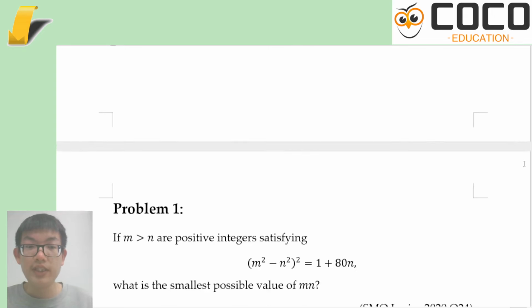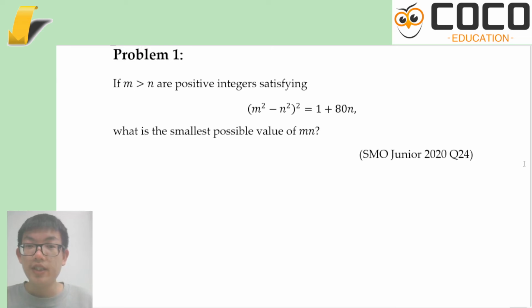Our first problem is taken from the SMO Junior 2020. If m greater than n are positive integers satisfying (m squared minus n squared) squared equals 1 plus 80n, what is the smallest possible value of mn? I'll pause for a moment to let you think, and feel free to pause the video if you want to try it on your own.